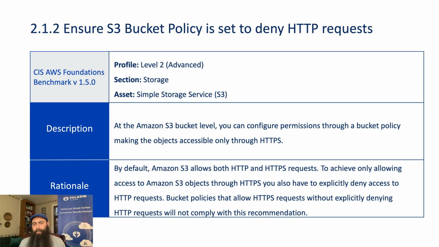So why would we do this? The rationale is, by default, Amazon S3 allows both HTTP and HTTPS requests. To achieve only allowing access to Amazon S3 objects through HTTPS, you also have to explicitly deny access to HTTP requests. Bucket policies that allow HTTPS requests without explicitly denying HTTP requests will not comply with this recommendation.